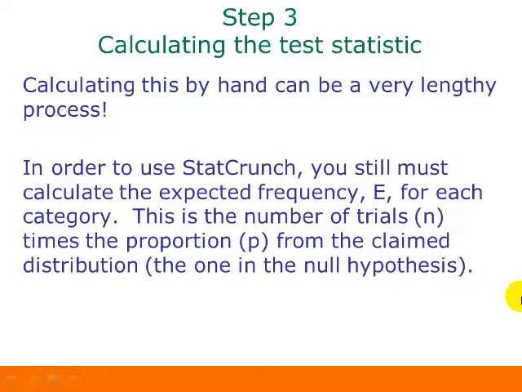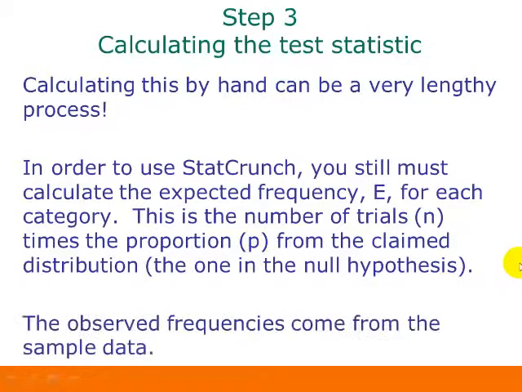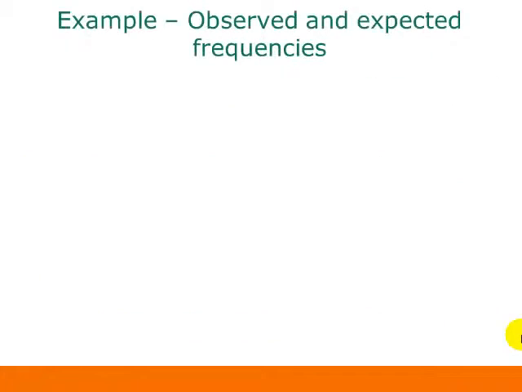Now, in order to do this with StatCrunch, you still have to calculate the expected frequency for each category, but that's really not very hard, because all this is the number of trials, which is n, times the proportion p from the claimed distribution. So you just do this for each one of the different categories. The observed frequencies that we had in the formula for the test statistic, they actually come from the sample data. So you should already have those numbers.